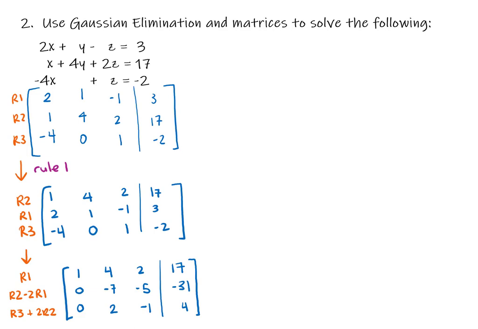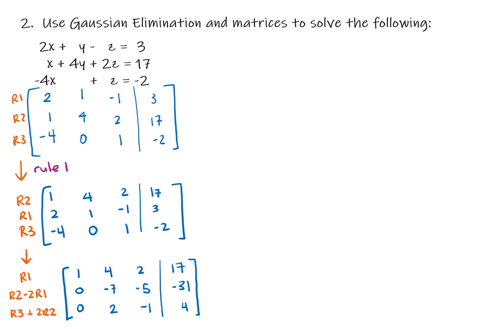For the third row, I took the existing third row, and then I added 2 of the second row. So that's negative 4 plus 2 times 2, 0 plus 2 times 1, 1 plus 2 times negative 1, and negative 2 plus 2 times 3. So verify if you get the same answers, and then let's move on to the next step.